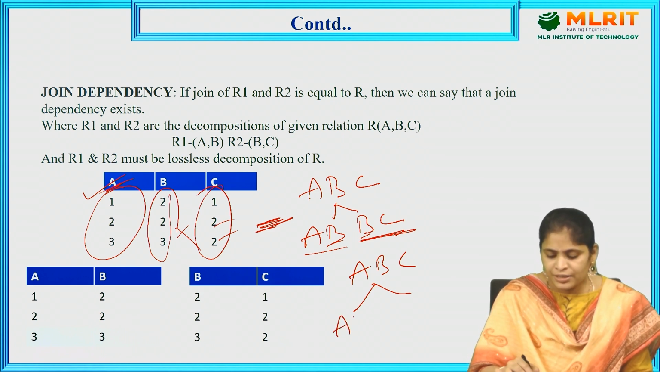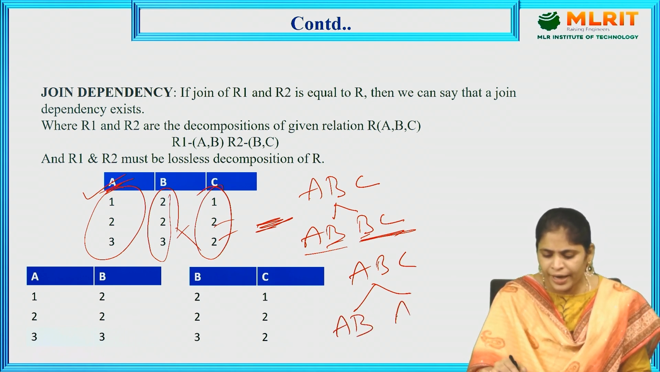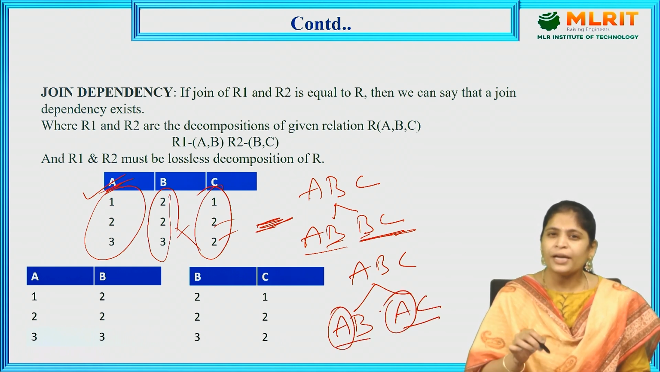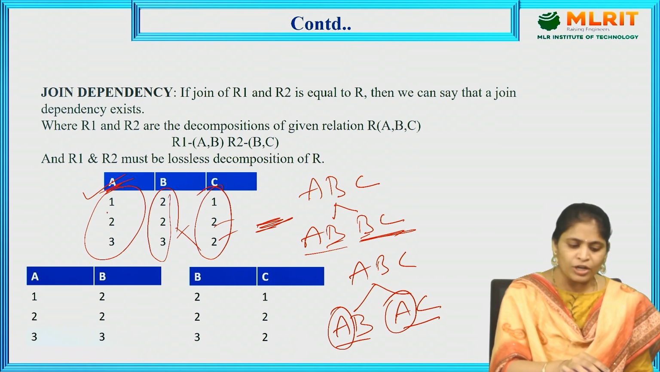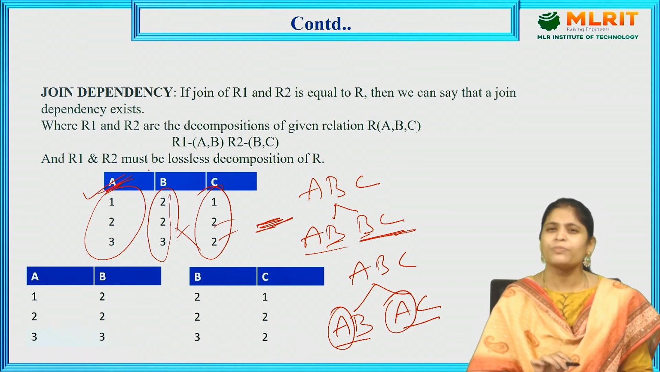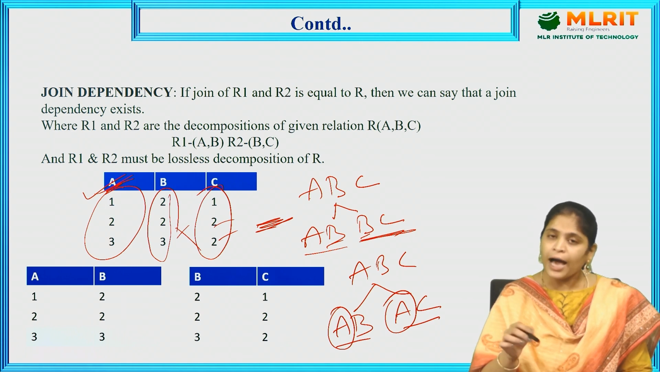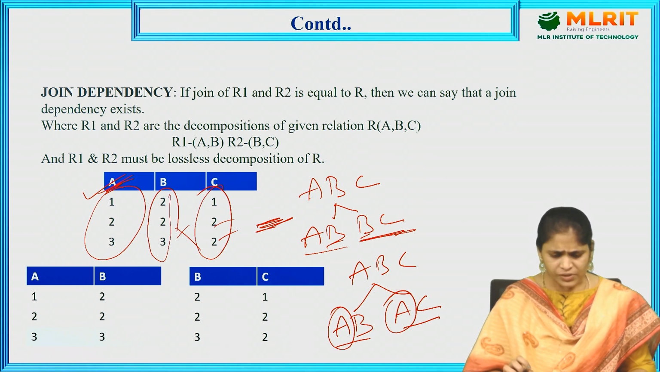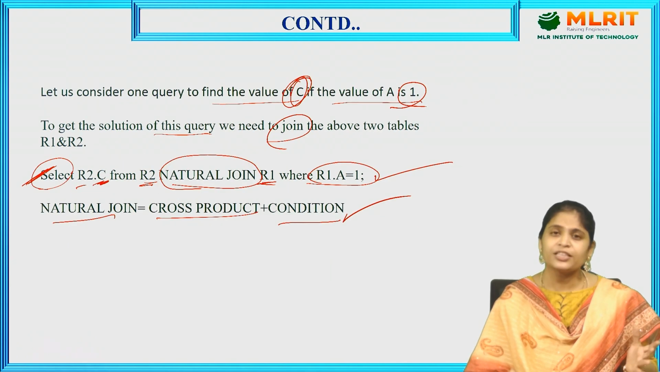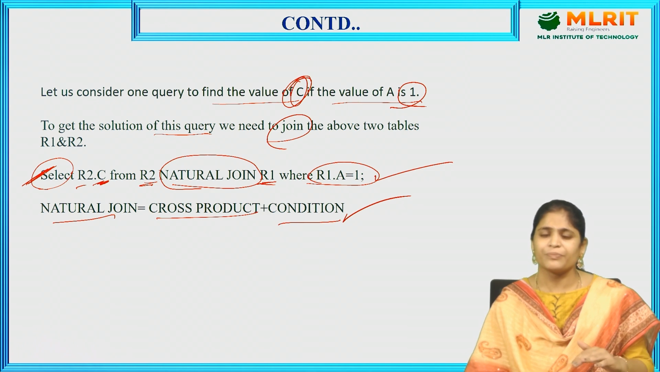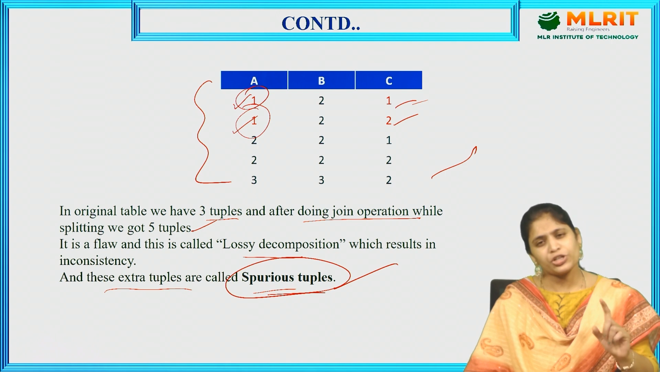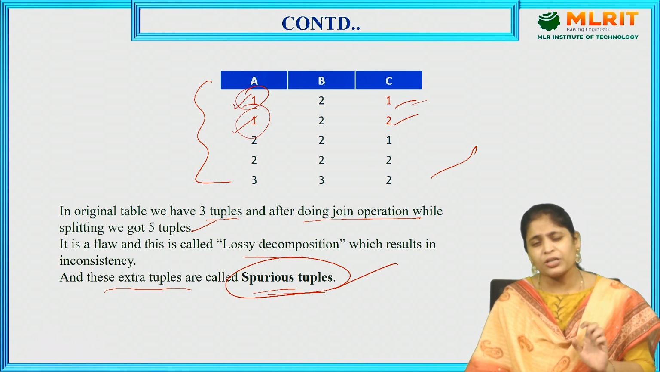So here A is the common attribute, which means we can derive AB and AC. Why? Because we need to take the common attribute as a key attribute. Whatever attribute acts as a key must be taken as the common attribute. Then we can obtain lossless decomposition. Here, without checking that, I randomly decomposed into A, B and B, C, so we got some flaws, spurious tuples. Whenever doing a join operation, we have to consider one common attribute as a key attribute.